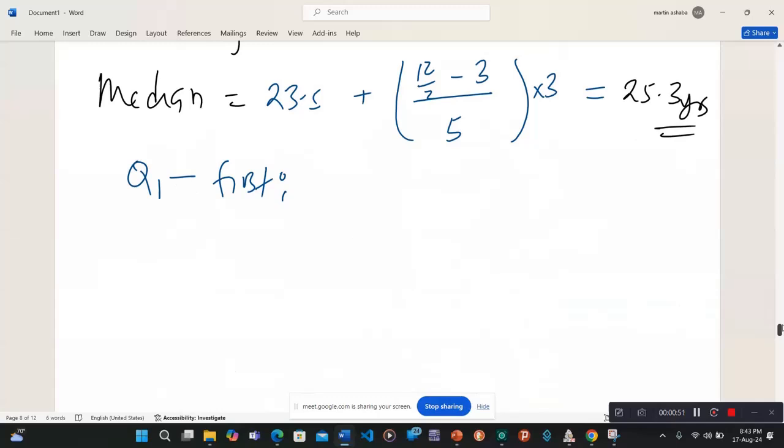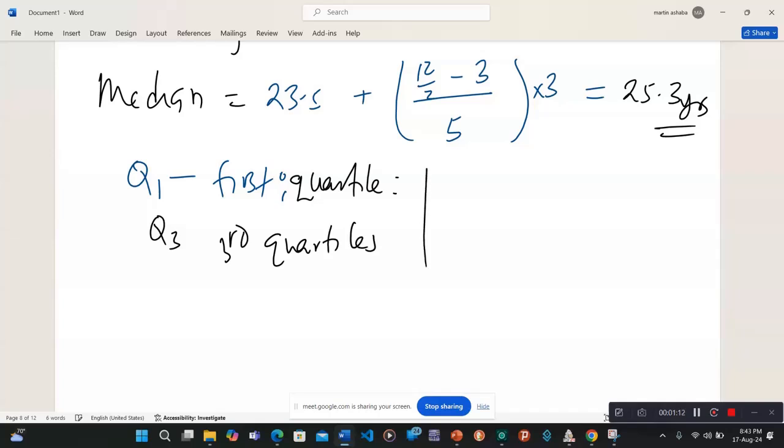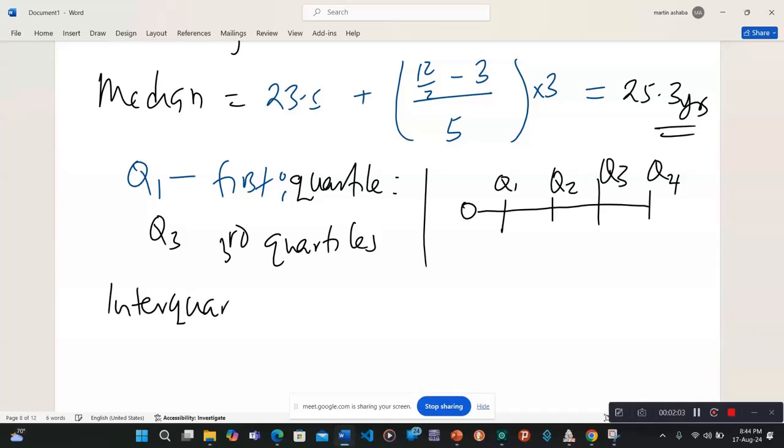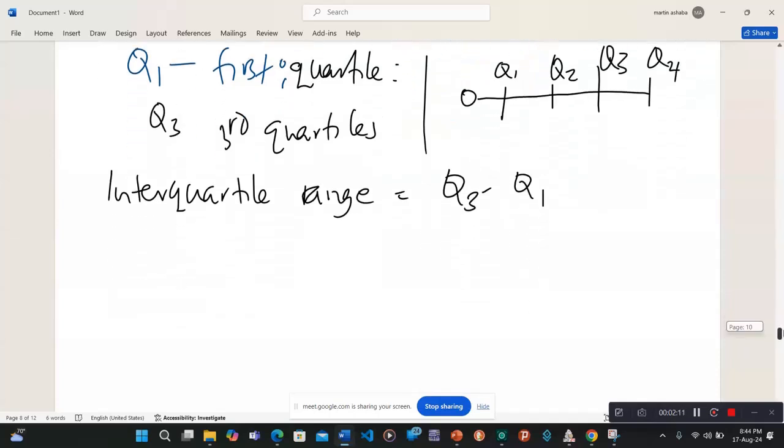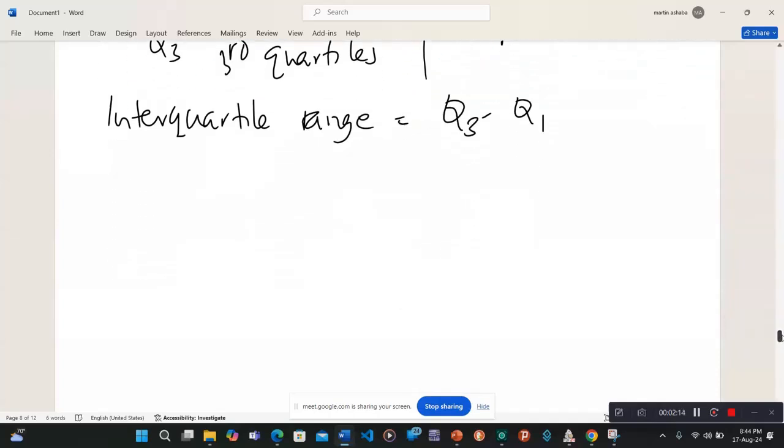So now our other task is to get the first quartile and the third quartile. What do these give? This is going to give you what we call the interquartile range. So the interquartile range would give you Q3 minus Q1. So Q3 minus Q1.